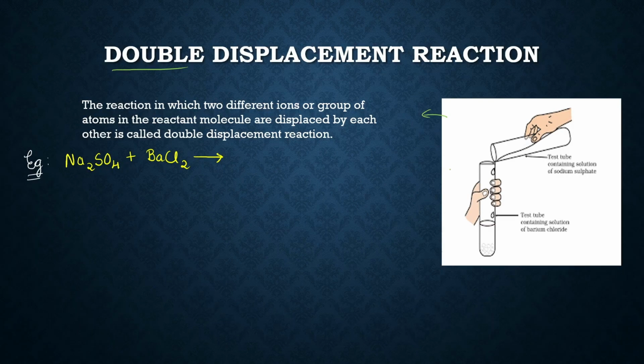When sodium sulfate reacts with barium chloride, an exchange of the ions happens. So sodium combines with chlorine to form sodium chloride plus barium combines with sulfate to form barium sulfate. Okay, and here the precipitate will be formed and the color of the precipitate is white. So since a precipitate is formed, I can also call this reaction a precipitation reaction.